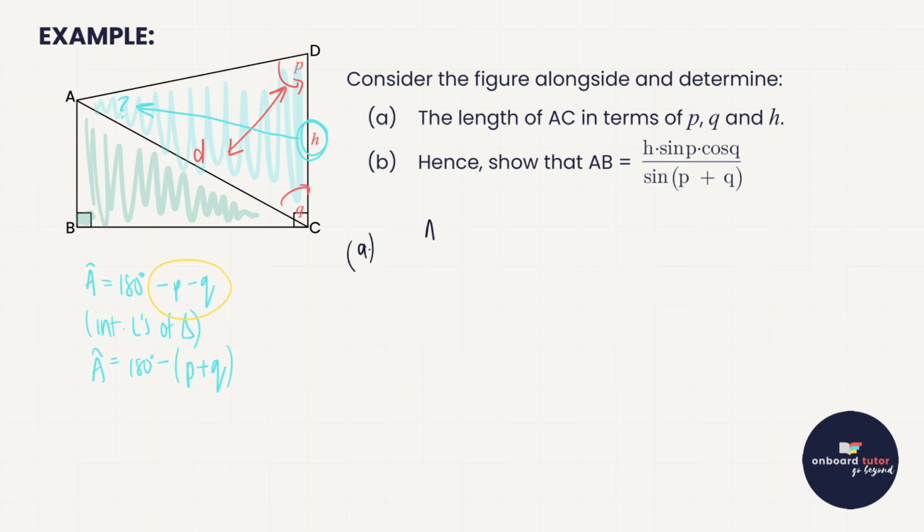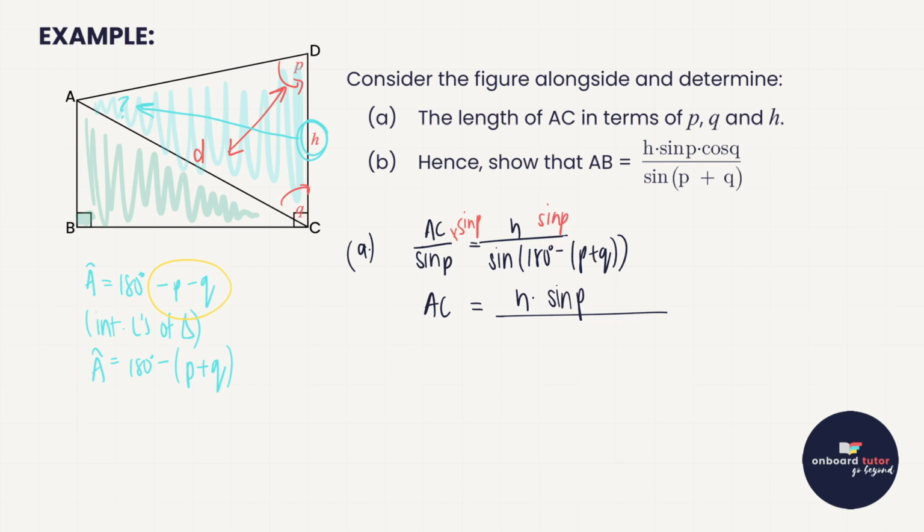So they say we want AC over the sine of P is equal to, and now we want DC, that's H, over the sine of this angle that I've just worked out, 180 minus (P plus Q). Okay, let's times both sides by sine of P, and now we are left with AC is equal to H times sine P over the sine of 180 minus.